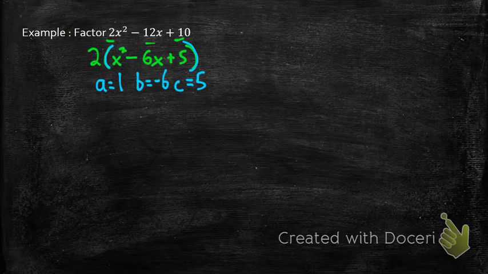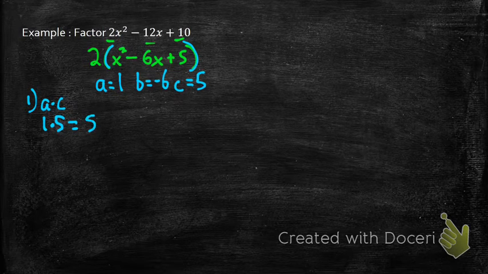The next step is to multiply A times C. In this example, our A value is 1 and our C value is 5, so 1 times 5 equals 5. Then I want to make a factor tree using the number 5. The good thing about 5 is that it's prime.